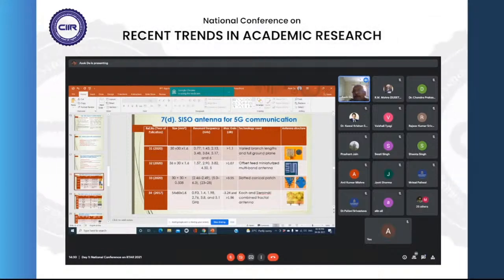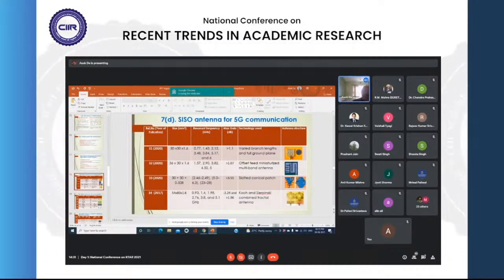Similarly, the second antenna is, to some extent, the same type. Here also we have used a slotted antenna with an offset feed radiating structure, and it is also multi-band operation, in the bands of 1.57, 2.90, 3.82, 4.5 and 5 gigahertz. For this antenna, you will get an omnidirectional pattern, and you can also get a bidirectional radiation pattern. It can be used for various wireless applications.